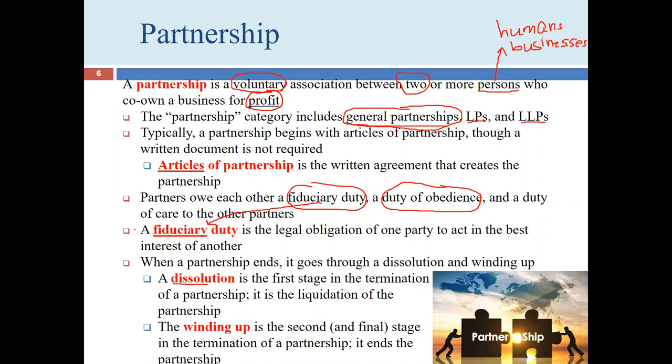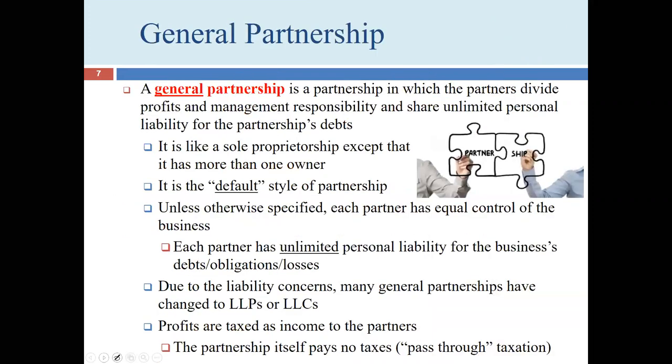All right, so this is what a partnership is. Now we're going to talk about a particular flavor of partnership. If you think about it from the perspective of flavor, we can talk about what is ice cream, and then we can talk about what is chocolate ice cream, or strawberry ice cream, or Rocky Road ice cream. Obviously all of those types of ice cream are ice cream. They just have a particular twist on that concept. So let's talk about the first type of partnership category, and this is a general partnership.